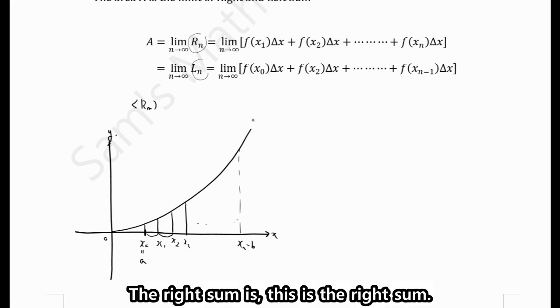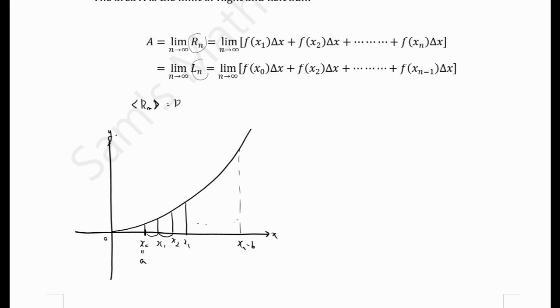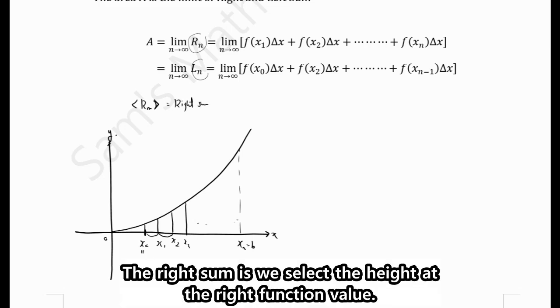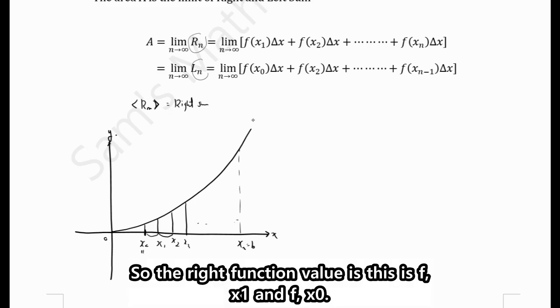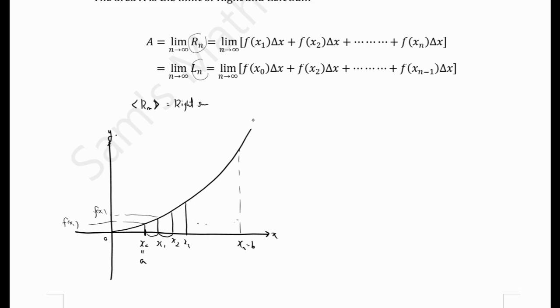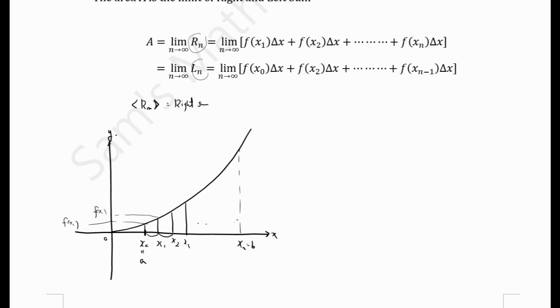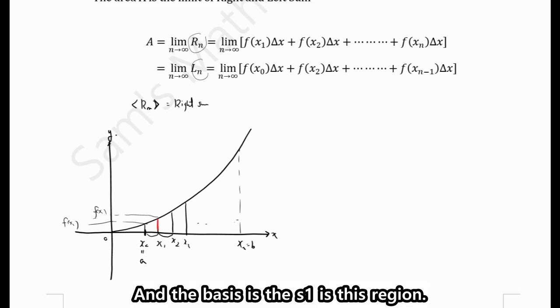This is the right sum. In the right sum, the base is the same, and we select the height as the right function value. So the right function value is f(x1), not f(x0). So if we select the height as the right function value, it means we select f(x1) as the height, and the base is this.